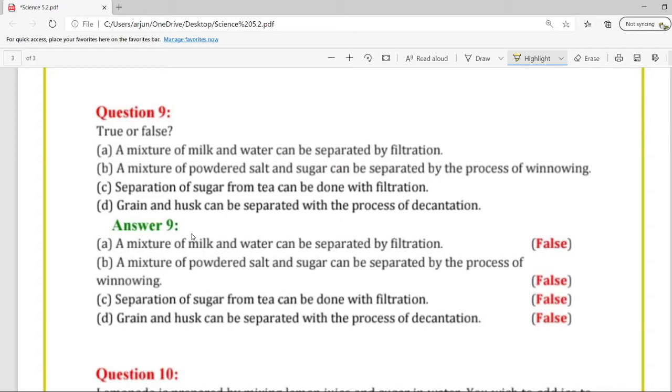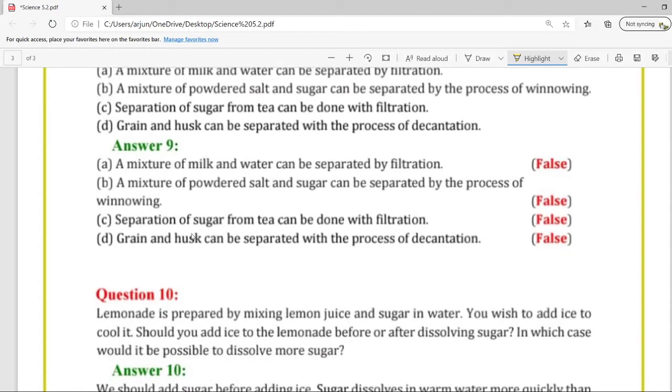C is separation of sugar from tea can be done by filtration. This is totally wrong because for making tea we add sugar and it dissolves totally in the tea. So that cannot be separated by the use of filtration. So the statement is false. And the last one is grain and husk can be separated with the process of decantation. Is it true or false? Yes, false.